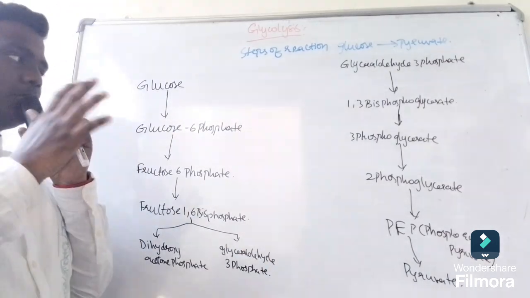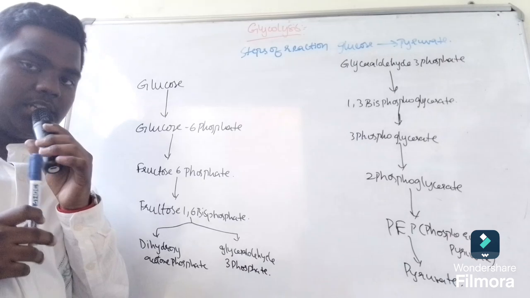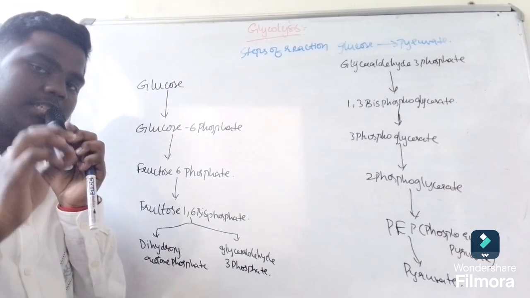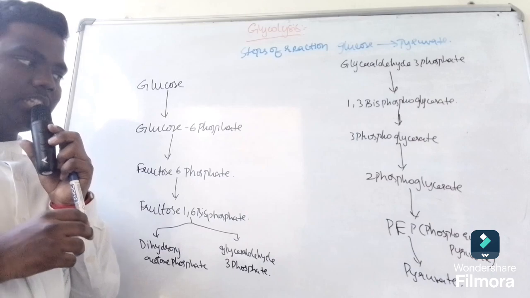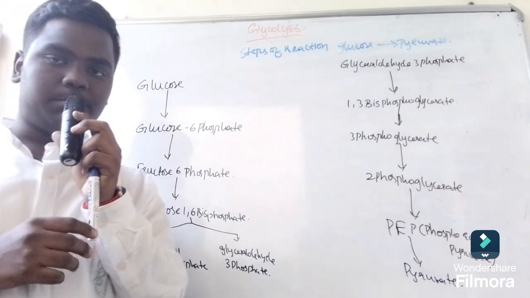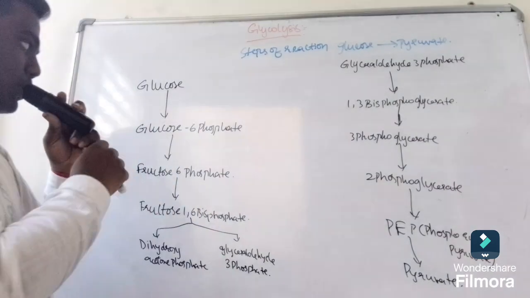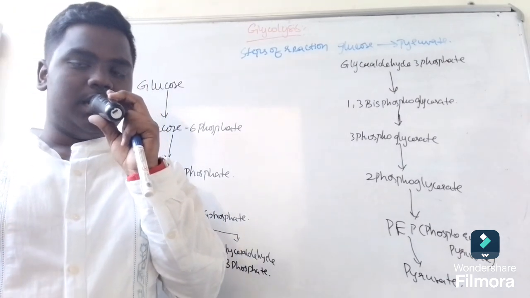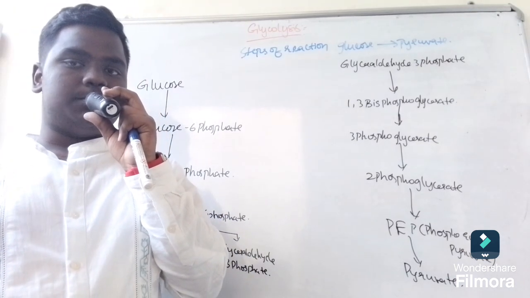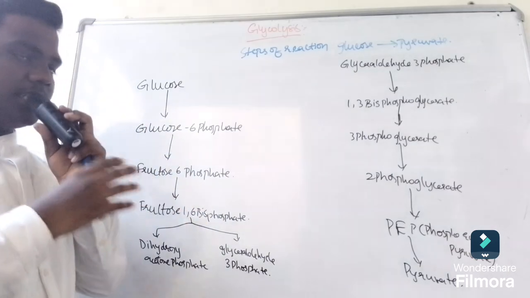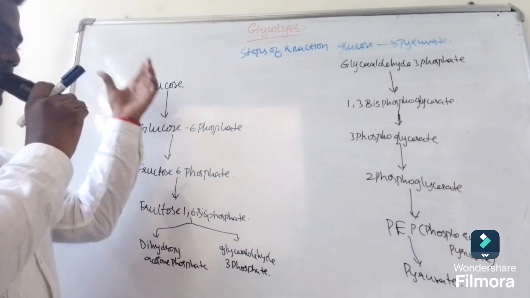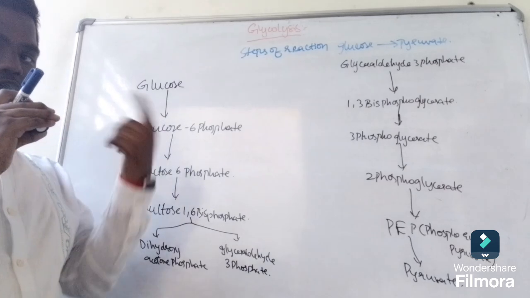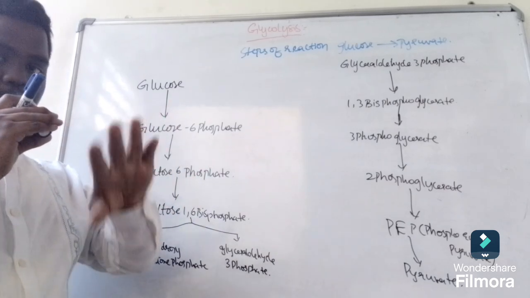One more thing that we have to remember here is where there is energy consumption and where there is energy production. Energy here means ATP. In which step energy is being produced and in which step energy is being consumed, we will see here. There are specific sites where ATP is being consumed and where ATP is being produced.